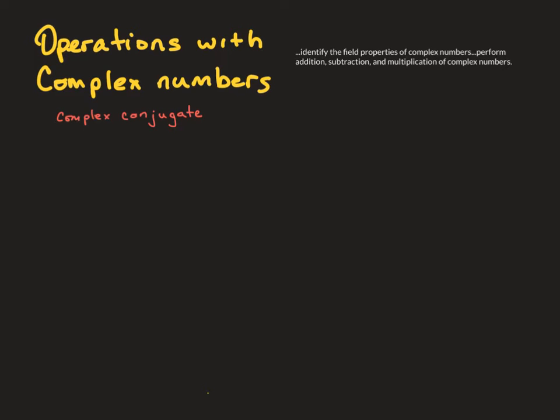As we continue to work with complex numbers, we have operations with complex numbers. What does that mean? We're talking adding, subtracting, and multiplying, those kinds of things. Mathematical operations. But we want to be able to identify the field properties of complex numbers, which is nothing more than the rules of complex numbers, and perform addition, subtraction, and multiplication of complex numbers.